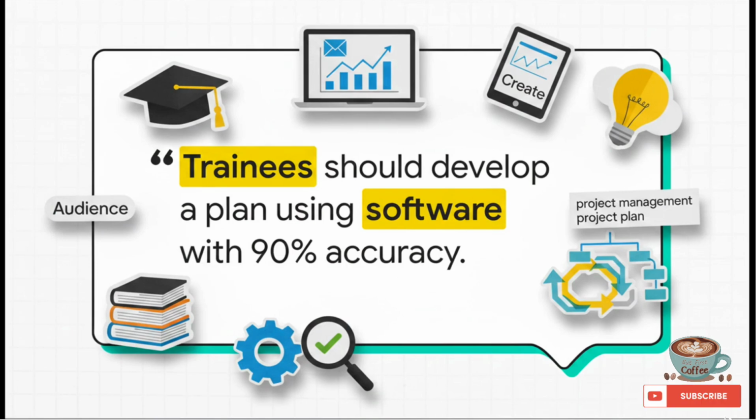Let's look at how this sounds in practice. At the end of the training, okay, that's our audience. Trainees should be able to develop a comprehensive project plan, that's our behavior, and notice it's utilizing that high-level create verb from Bloom's, using project management software, there's the condition, with at least 90% accuracy, and that's the degree. See how crisp that is? There's literally zero ambiguity about what success looks like here.